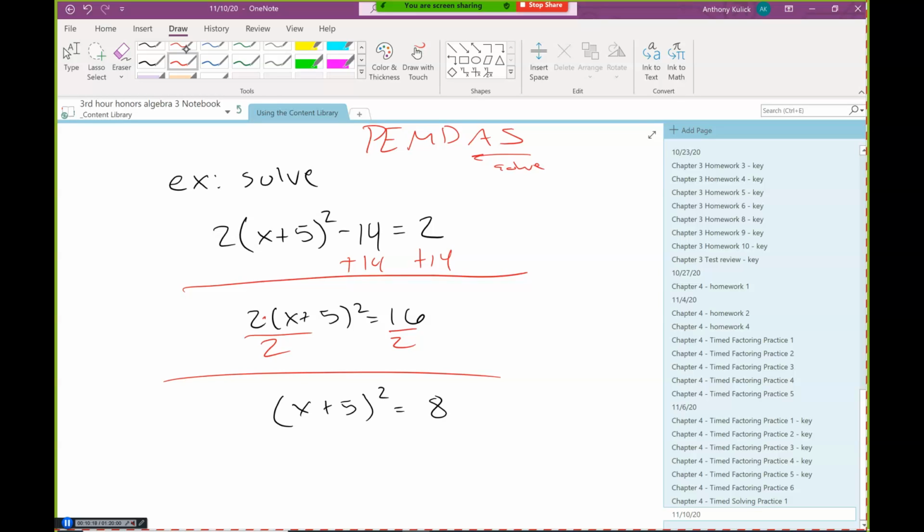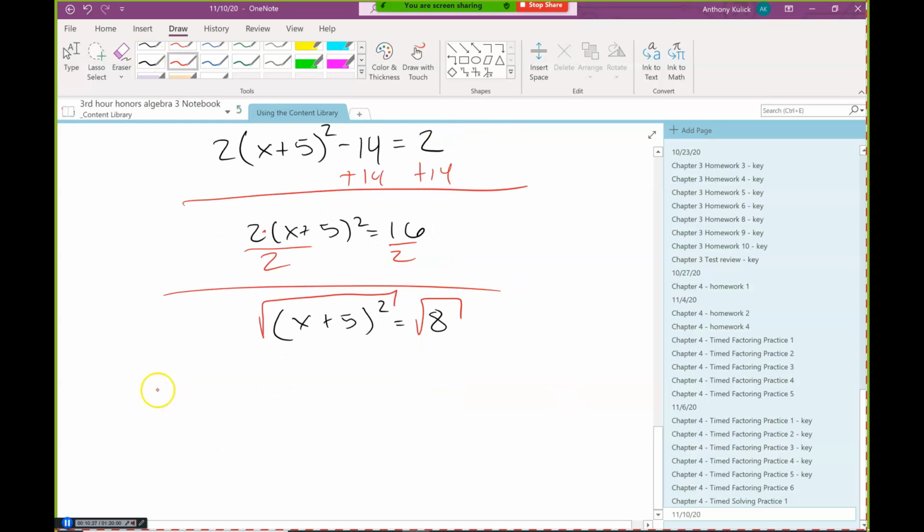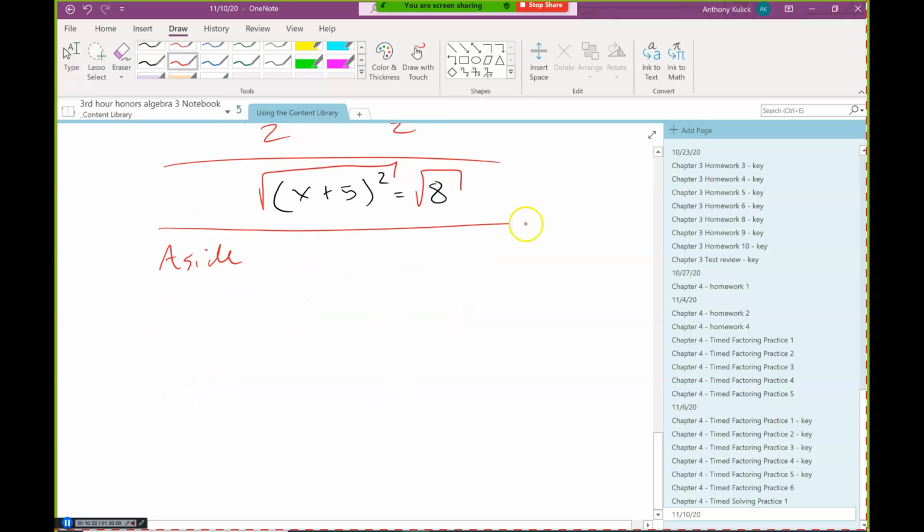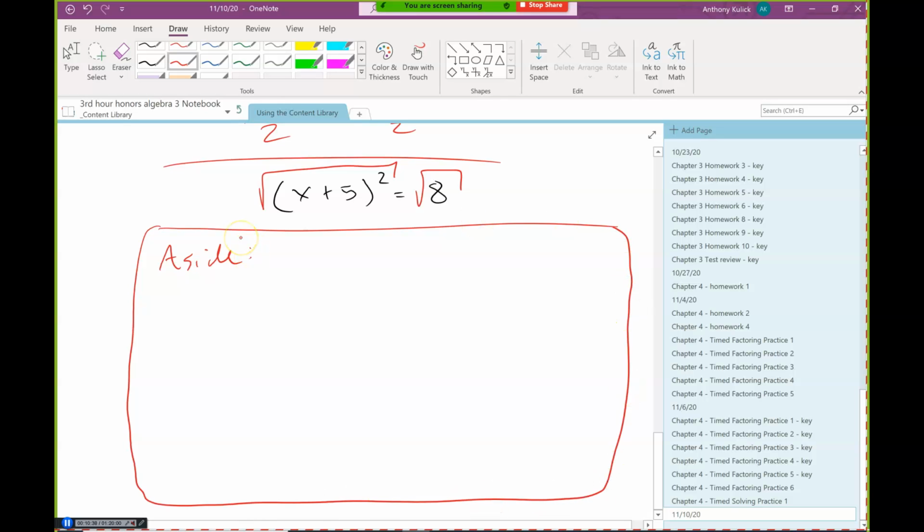So when we do that, let's make a little aside here, because there are some facts about square roots that we probably need to either see for the first time or at least refresh our memory on. So the first thing we need to mention is that when we square root both sides of an equation, that creates a plus or minus.